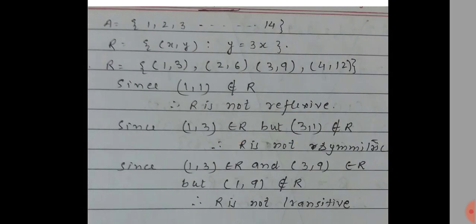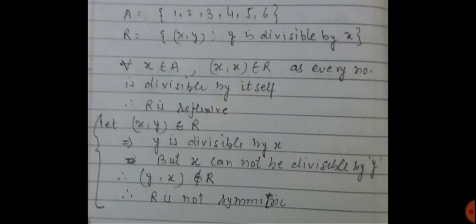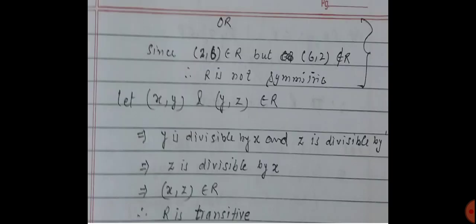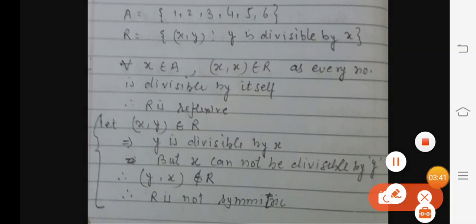Okay, come to the next question. In the next question, set A consists of the elements 1, 2, 3, 4, 5 and R is a relation having the ordered pairs (x, y) such that y is divisible by x.